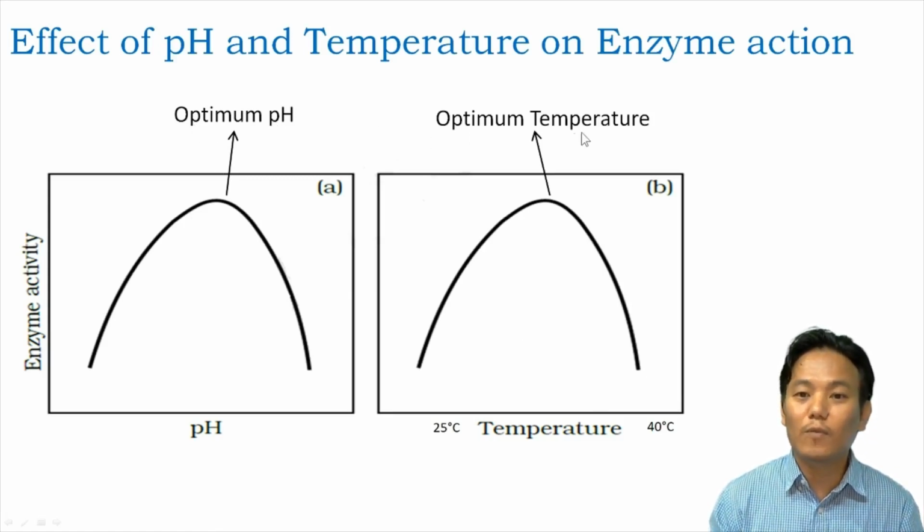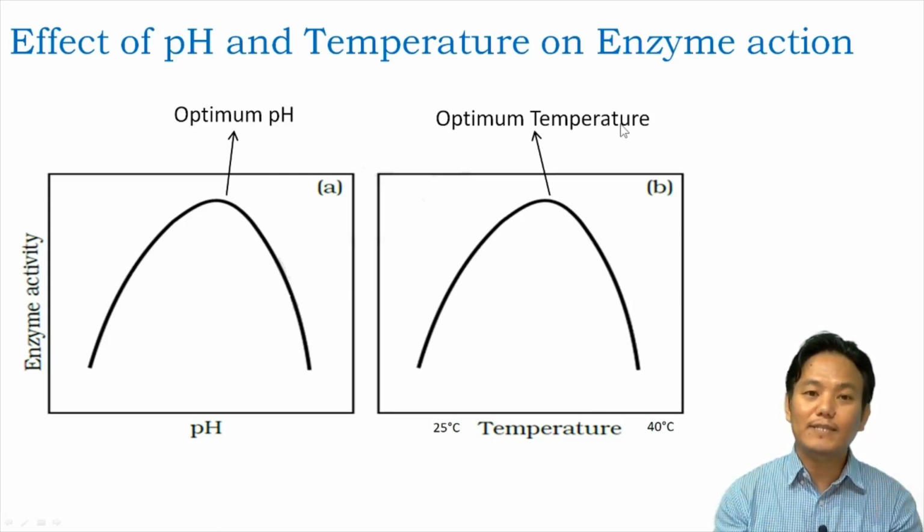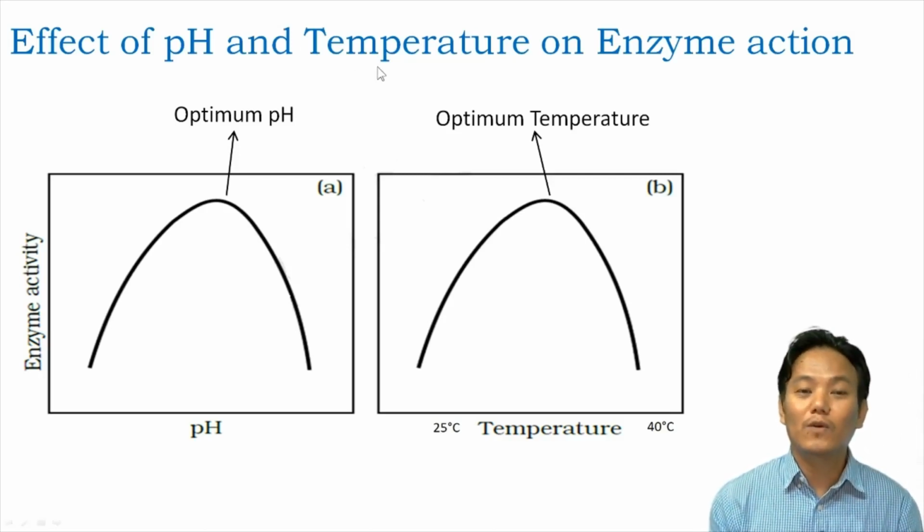Optimum pH, the optimum temperature. Every enzyme has an optimum pH and optimum temperature at which it can function the best. So what do you think: the enzymes present in our body, is their optimum temperature the body temperature or is it something else?